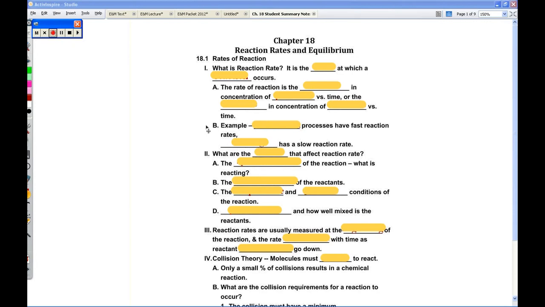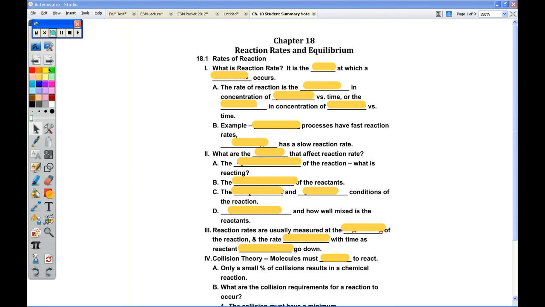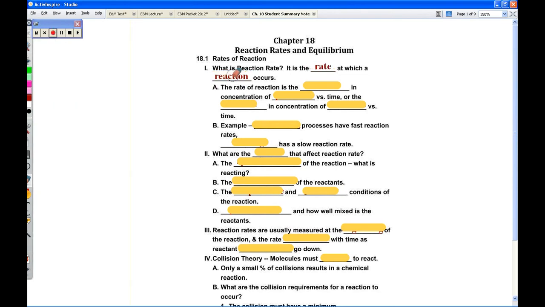Okay, reaction rates. We've sort of talked about this stuff before when we were dealing with the rate of solvation. But now we're actually going to get into the nuts and bolts of how it works. So, what is a reaction rate? A reaction rate is the rate at which a reaction occurs, right? Okay, it is the rate at which a reaction occurs.